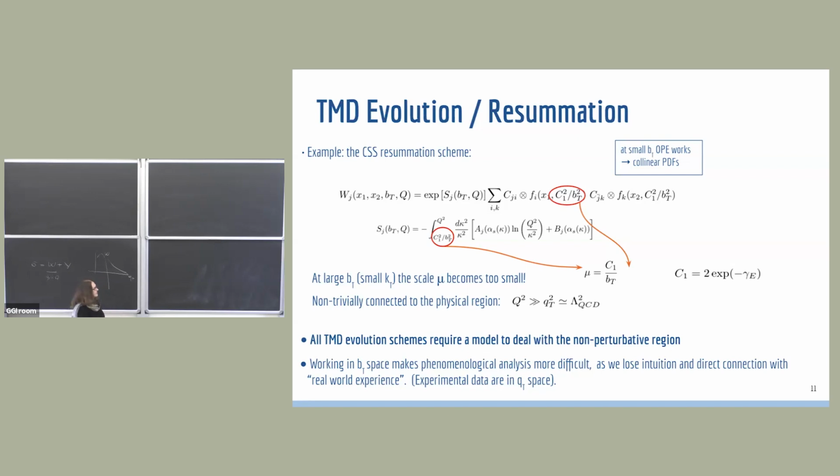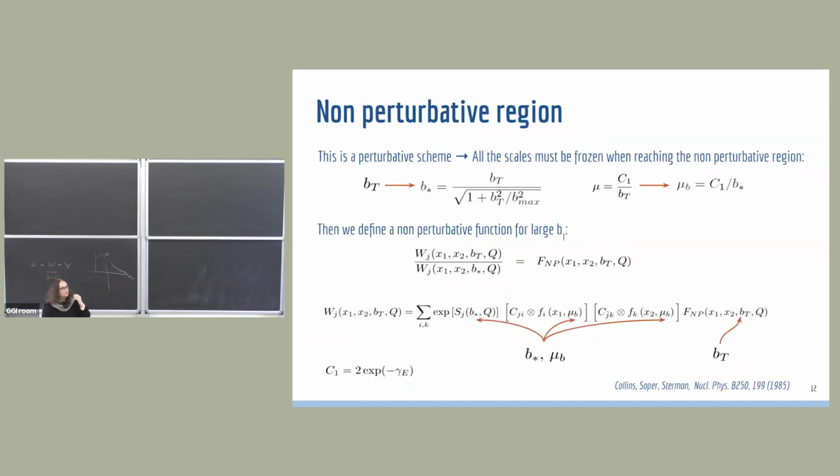Because you know that your perturbative expansion breaks, right? So when this goes too small, you reach a limit where you don't trust your perturbative expansion anymore, and you have to stop there, because there you need to do something different. You need to put in your TMDs. You need to put in your non-perturbative models, okay? And there is a prescription to do this, which is called the b-star prescription, okay?